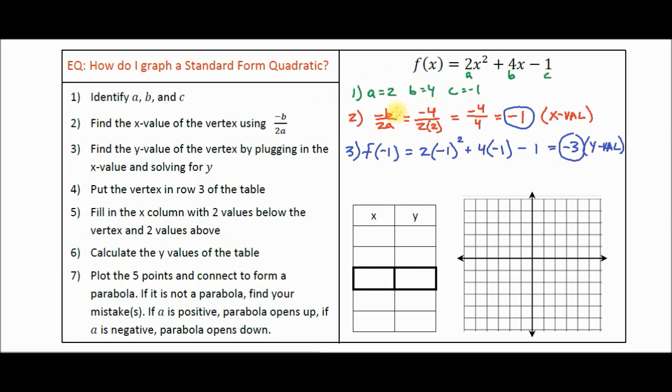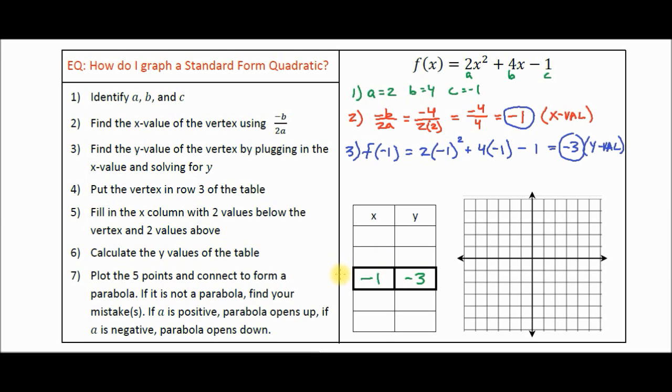Alright, step number 4. That wasn't so hard. We now know our vertex. Put the vertex in row 3 of the table. So we'll go ahead and take this. The vertex is -1 and -3. -1, -3.